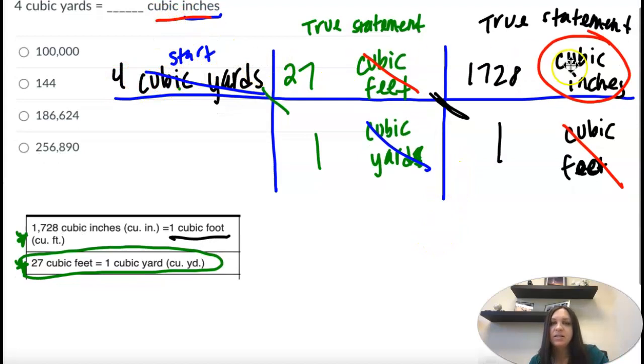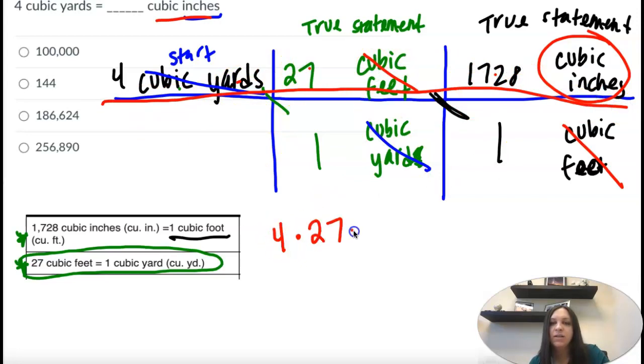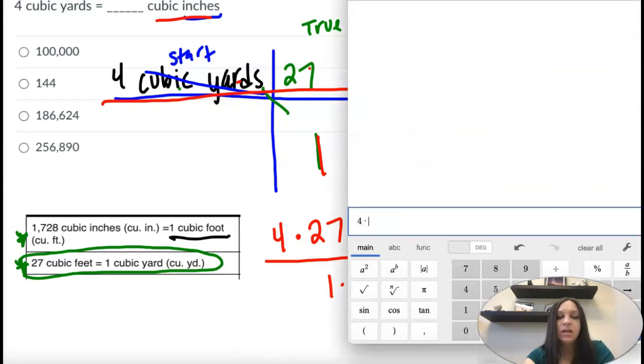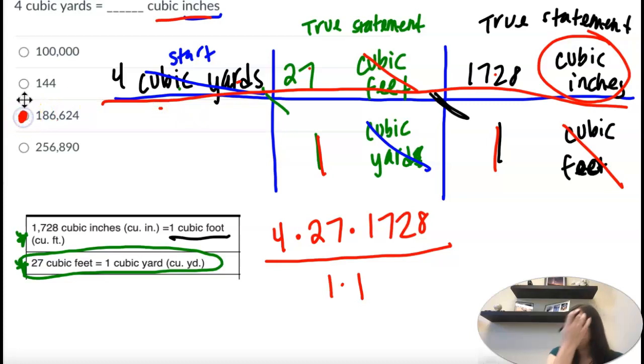And then this is a fraction. So on the numerator, this is our big fraction line, we have 4 times 27 times 1728. And then on the denominator, we have 1 and 1. So we don't even really need the denominator. Okay, and then we're going to calculate that. So 4 times 27 times 1728. And I'm not going to divide by 1 because it's not going to change the answer. There we go. 186,624. That's our answer.